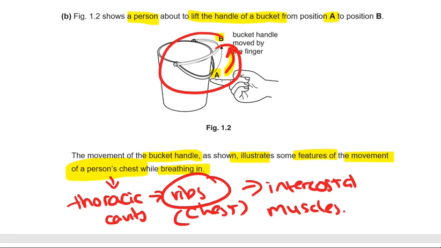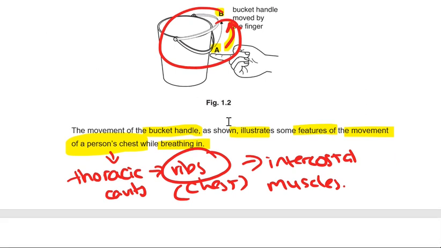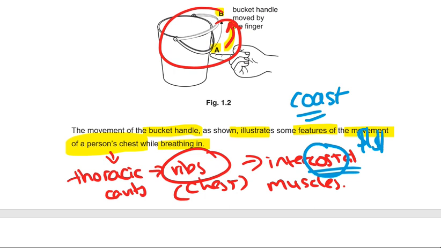I realized in our exercises, some of you got a lot of mistakes with the spelling of intercostal. You spell it as "coast", but it is "cost", like as in this costs $2, $3, like that.